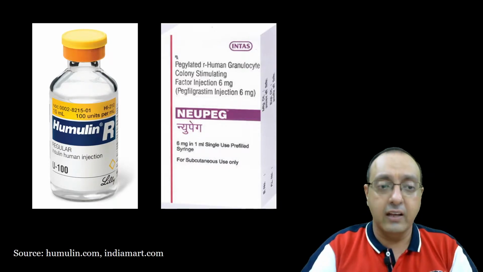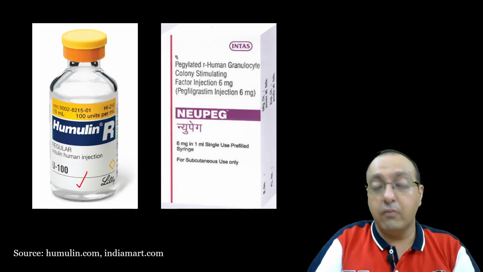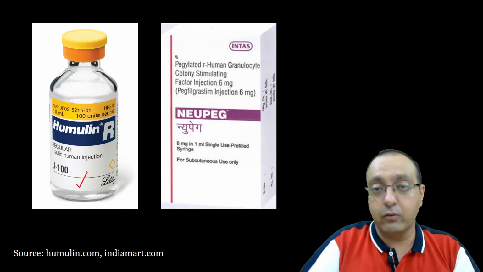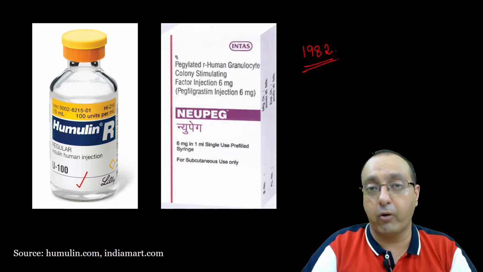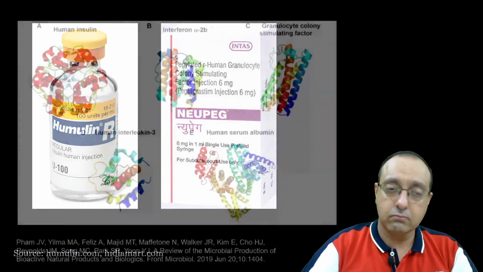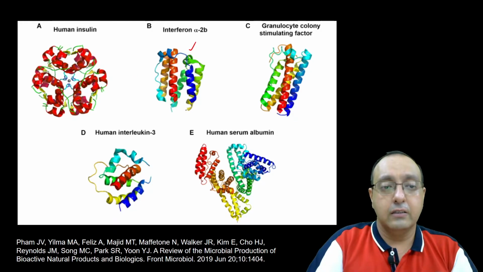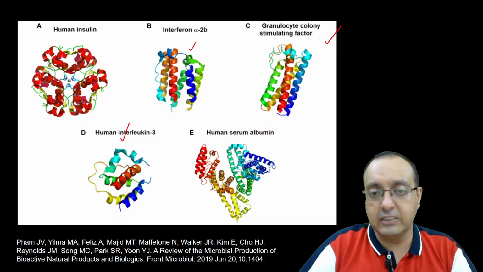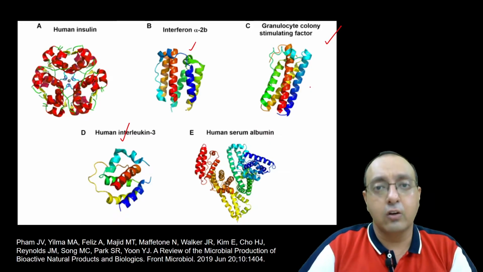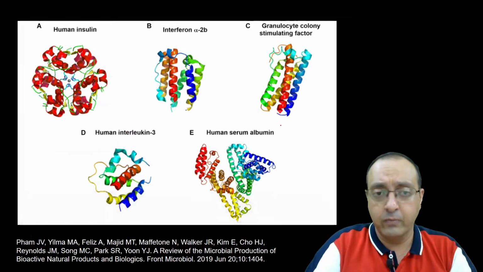This is a small protein, as well as humulin, which is human insulin in the recombinant form, first produced by Eli Lilly, and it was granted a patent and approval by the FDA in 1982, one of the first recombinant DNA products to be commercialized. And here are some more examples: human insulin, interferon alpha, human interleukin 3, and granulocyte colony stimulating factor, GCSF, which is used in chronic myeloid leukemia, and human serum albumin, a very important blood protein.